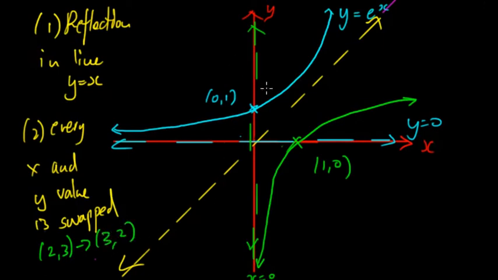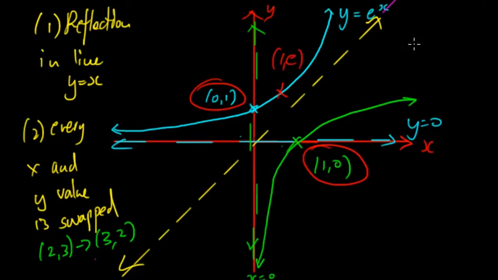Let's see this for this graph. You have (0, 1), and then that swaps to become (1, 0) for the inverse. You can go along this point here. We may have a point such as (1, e), so that's approximately (1, 2.7). And then along here, you'll see that around 2.7, you have (e, 1). So every point is swapped. That's why you get this shape here.